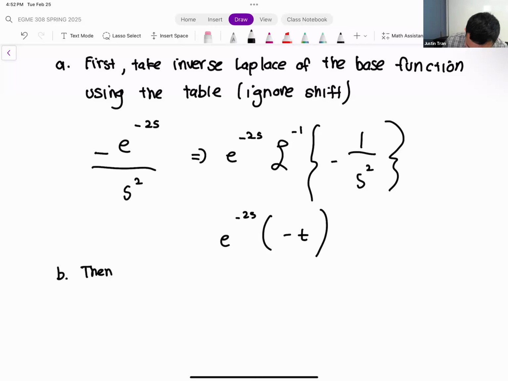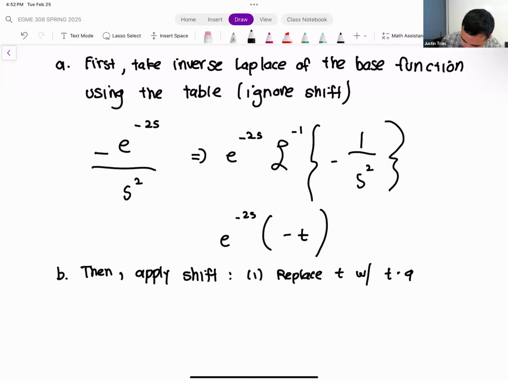Then apply shift. Okay. And once again, there's 2 steps of this. Replace t with t minus a, and multiply by a shifted step function.